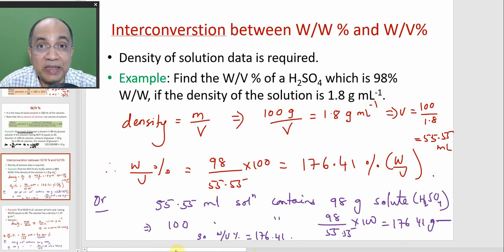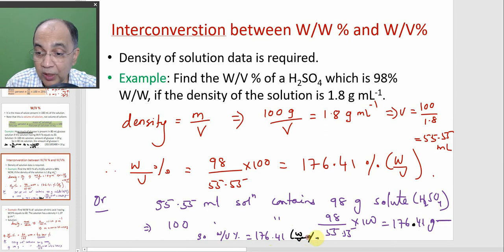If by chance you feel that you may get confused or the ratio will be inverted, and you don't want to run a risk, then you can do the unitary method. That's the best choice. Of course, it takes time. So if 55.55 ml solution contains 98 gram of the pure solute, then 100 ml solution contains how much? 98 by 55.55 into 100. So this is 176.41 point. So the W by V percent is so high.